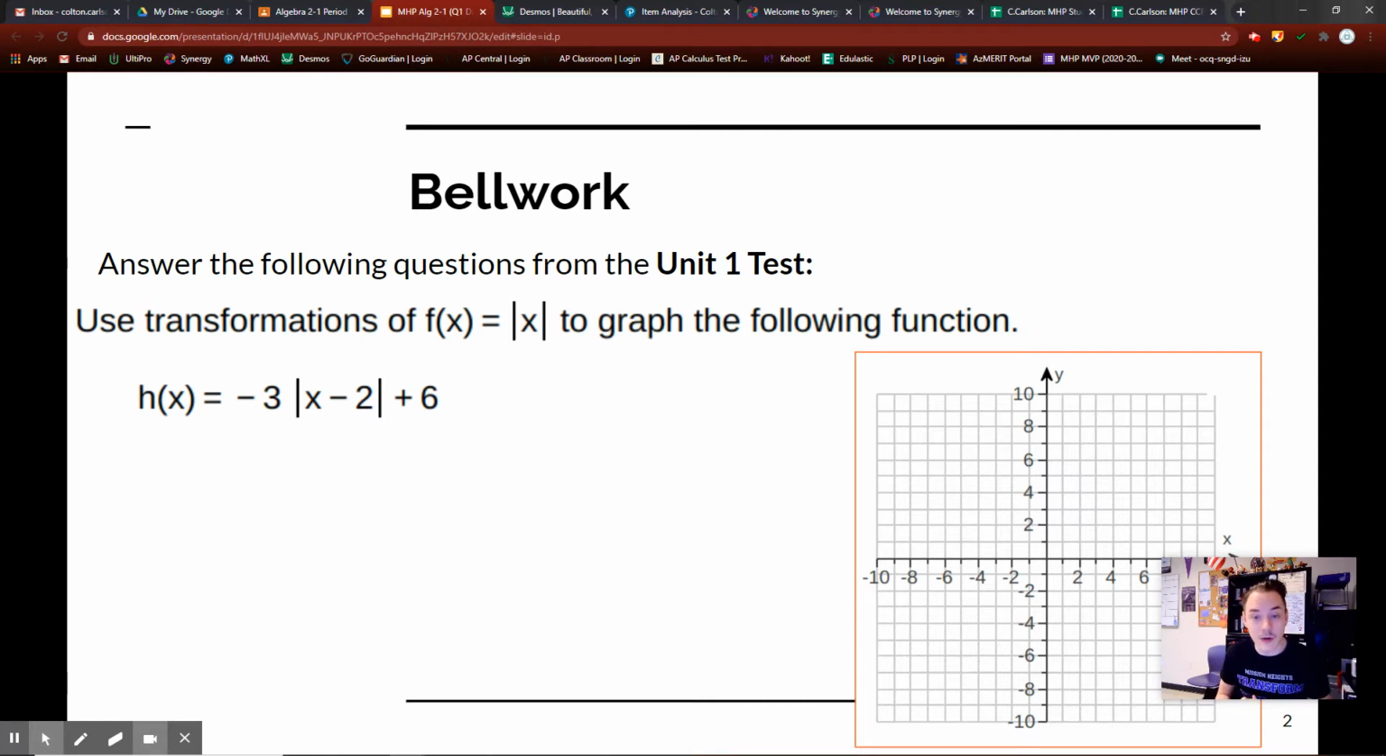Can I retake the Unit 1 test? Absolutely. You totally can. This week, you absolutely can. So it will be due by next Friday. So by next Friday, the Unit 1 test retakes will be due.